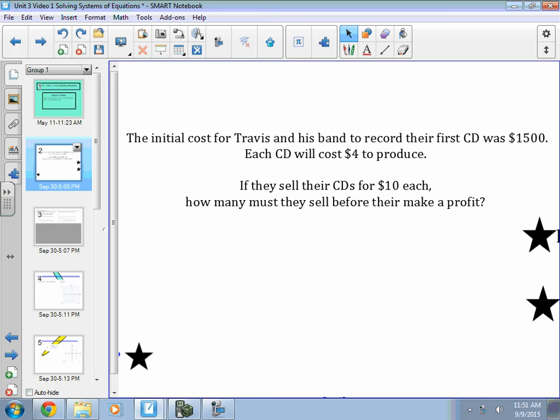In this first problem on your note sheet, it says the initial cost for Travis and his band to record their first CD was $1,500. Each CD will cost $4 to produce. If they sell their CDs for $10 each, how many must they sell before they make a profit?